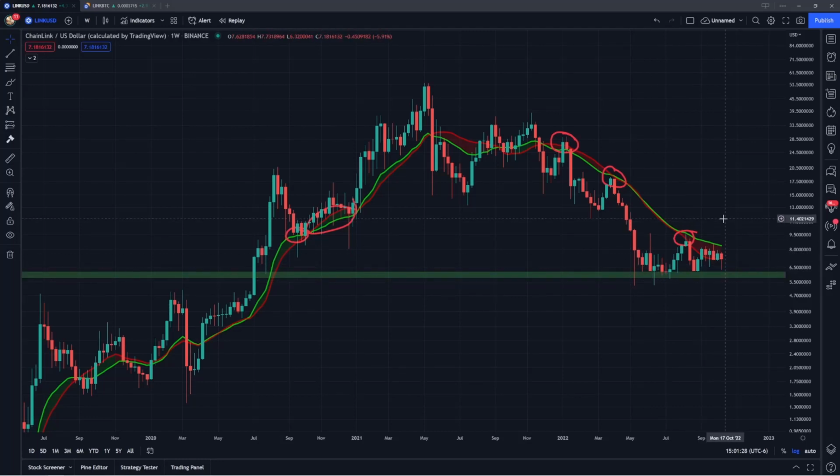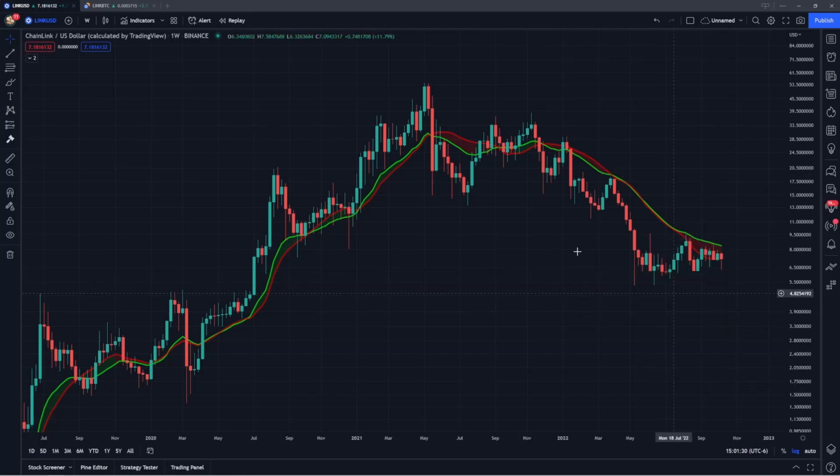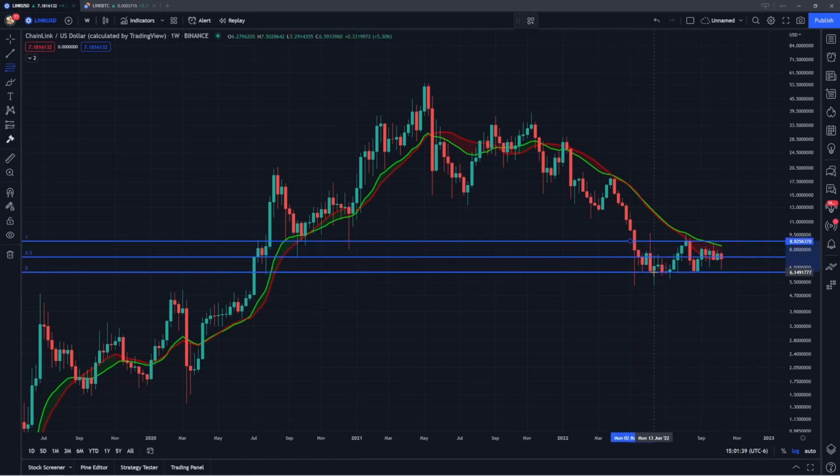And the good thing about this is if I just remove these drawings, it really does look like to me Chainlink is forming this consolidation and accumulation zone, with the resistance being around $8, the support being around $6, just kind of going sideways, oscillating in this very tight consolidation environment, and it's really starting to build a base.